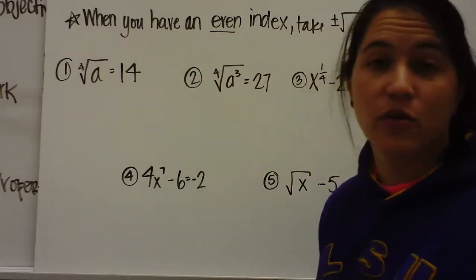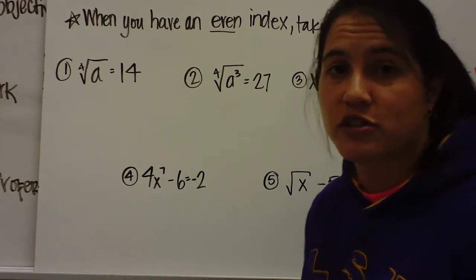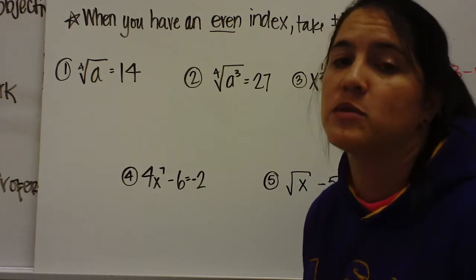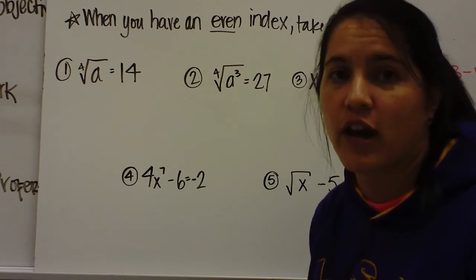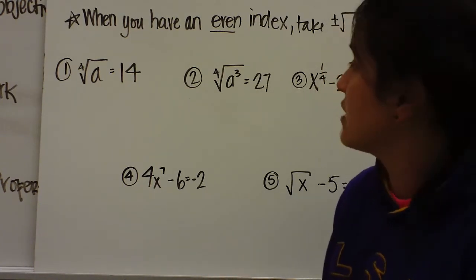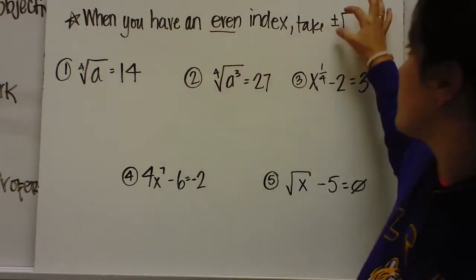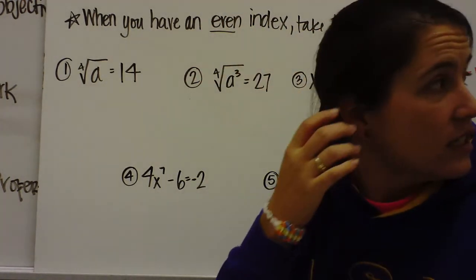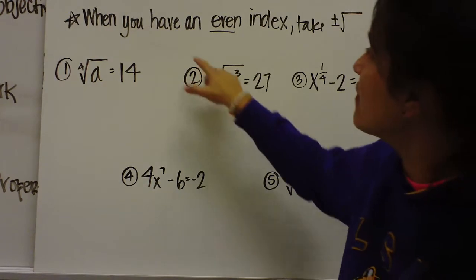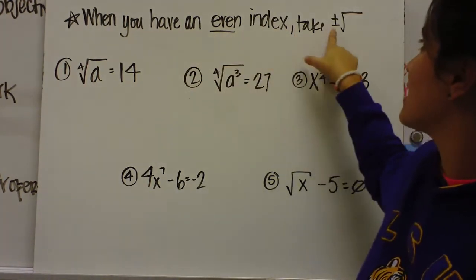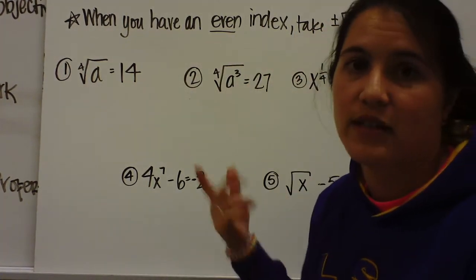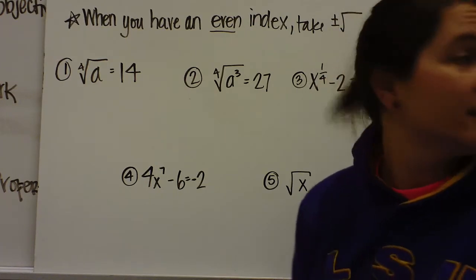Now, I am not going to tell you this is going to be quick because there are lots of examples, but I want to make sure I'm very thorough and I go over lots of different examples with you. So when you have an even index, remember that you have to take the plus and minus. That means the positive and the negative root.